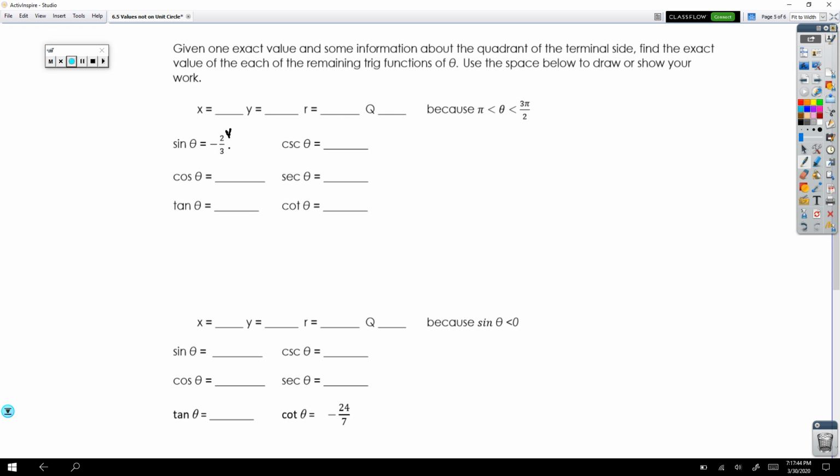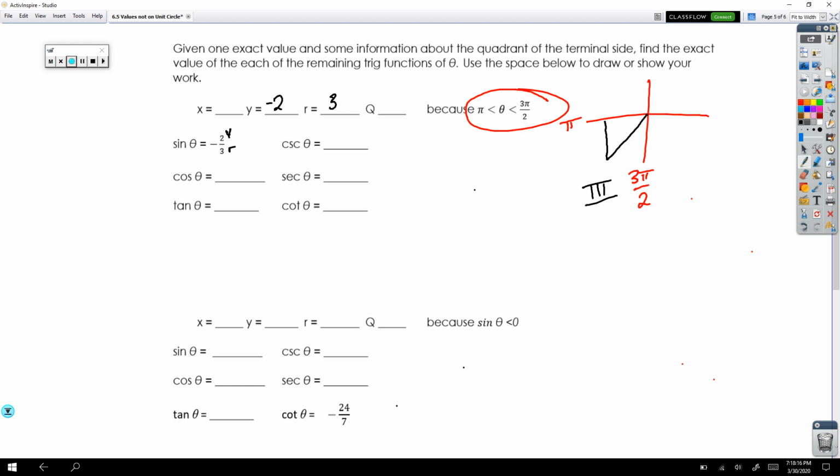So that gives me y and r. So I know y is negative 2 and r is 3. Now, I also have this other bit of information here. Okay, it says that theta is in between pi and 3 pi over 2. So if I think about my unit circle, here's pi, here's 3 pi over 2. So that's telling me that my angle theta is in quadrant 3. So my triangle's here. Here's theta. I know I have a y distance of negative 2, and I have an r of 3. How do I find x?